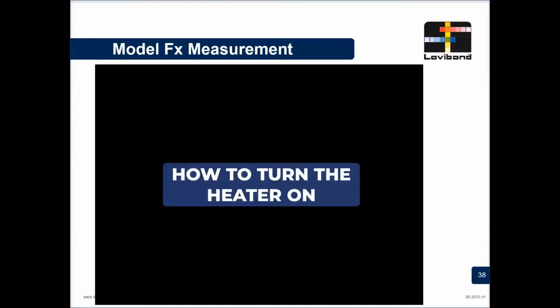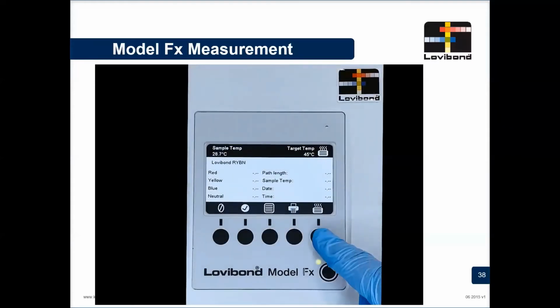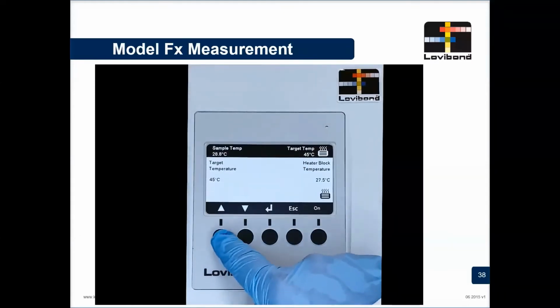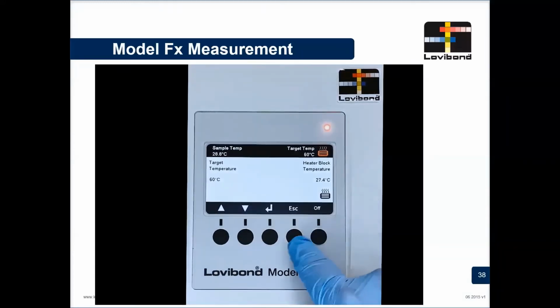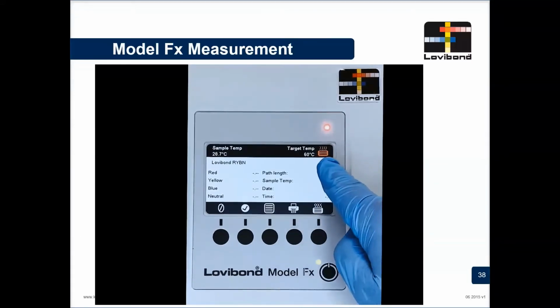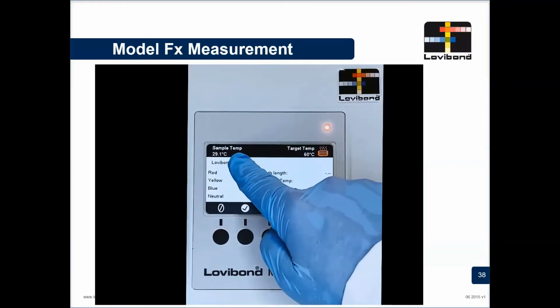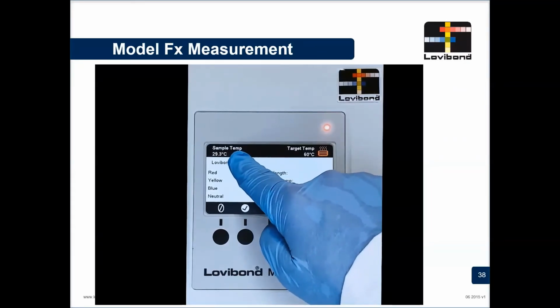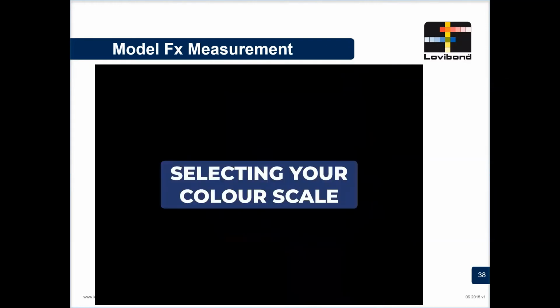You may need to heat your sample up. Maybe you're measuring something like palm oil, which is solid at room temperature. So you're going to need to get the temperature up, set the target temperature. And the instrument will then show you what the heater block temperature is, and you'll get an icon showing your heaters are on. It will also show you what the actual temperature of your sample is, so you can see whether your sample is actually at the same temperature as your heater.